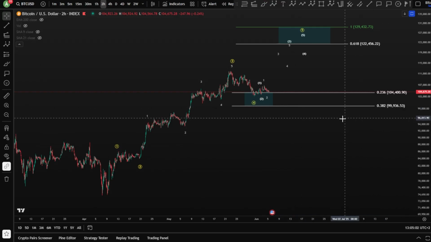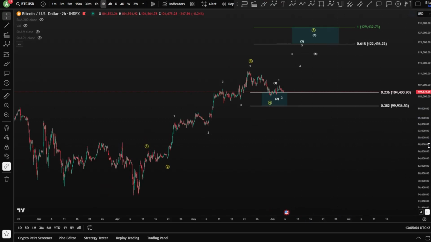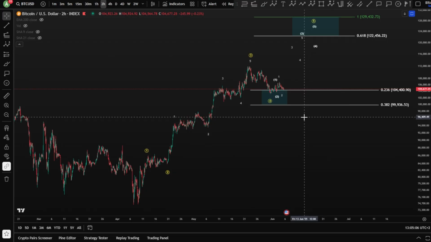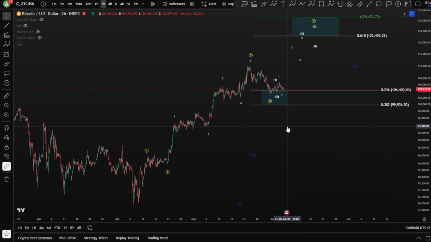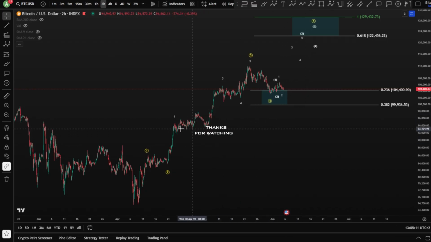So things are not that easy anymore for the bullish, and things are unfolding towards the downside, guys. So trade safe always. And that was it for today.